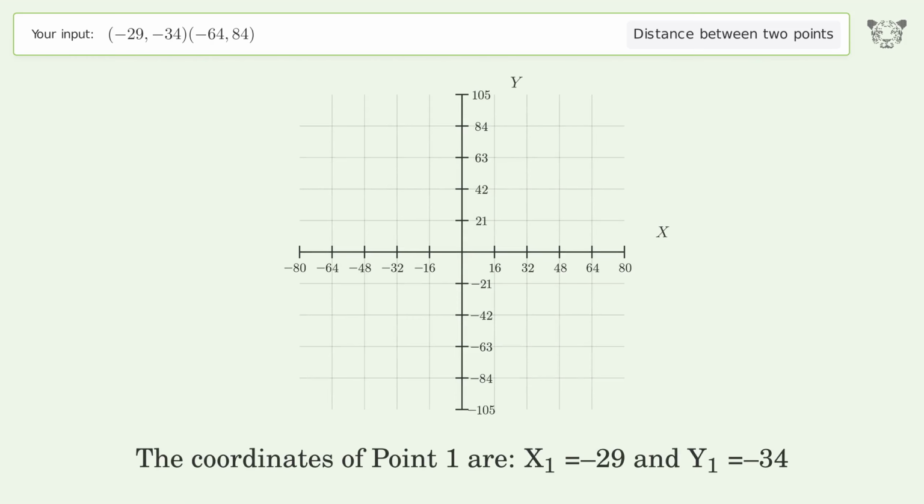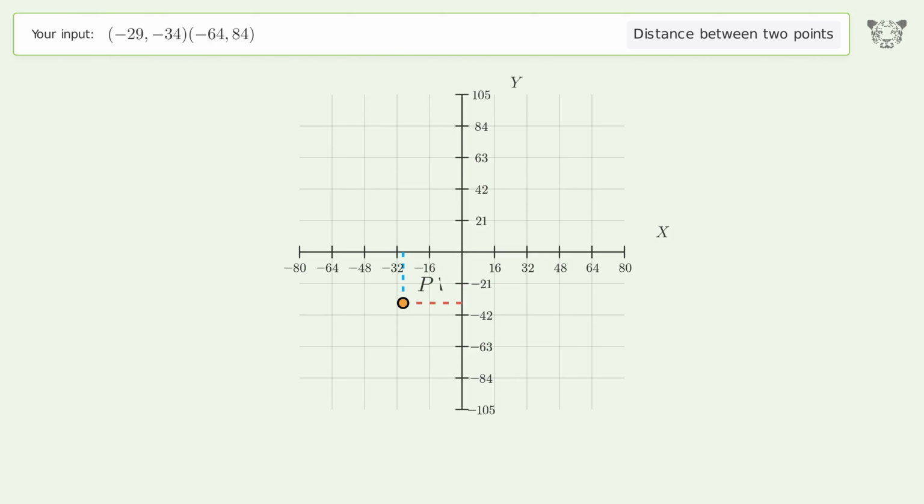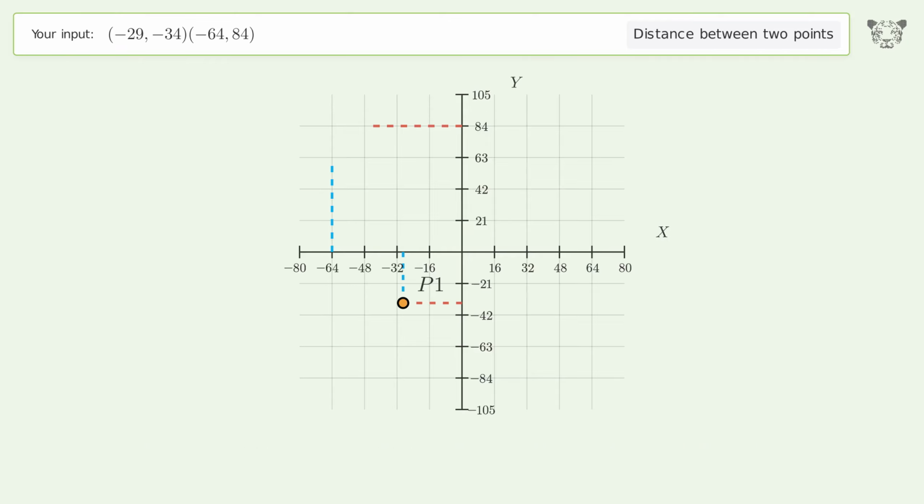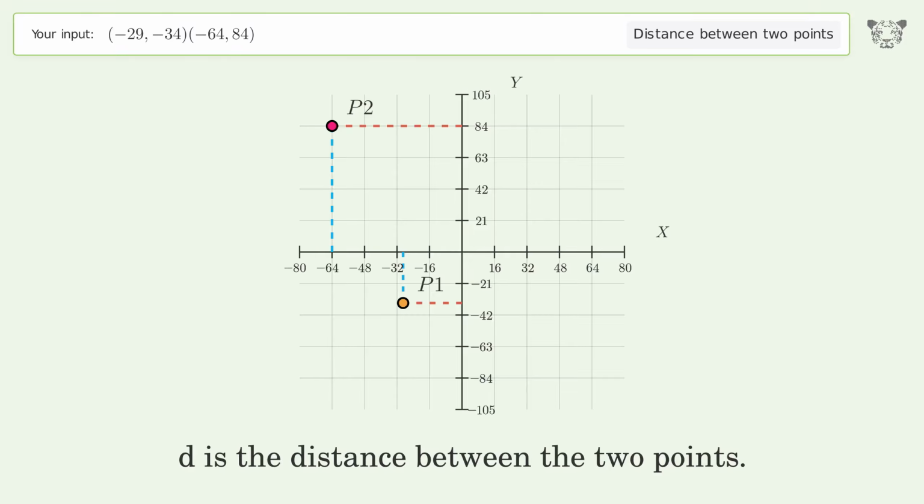The coordinates of point 1 are x1 equals -29 and y1 equals -34. The coordinates of point 2 are x2 equals -64 and y2 equals 84. D is the distance between the 2 points.